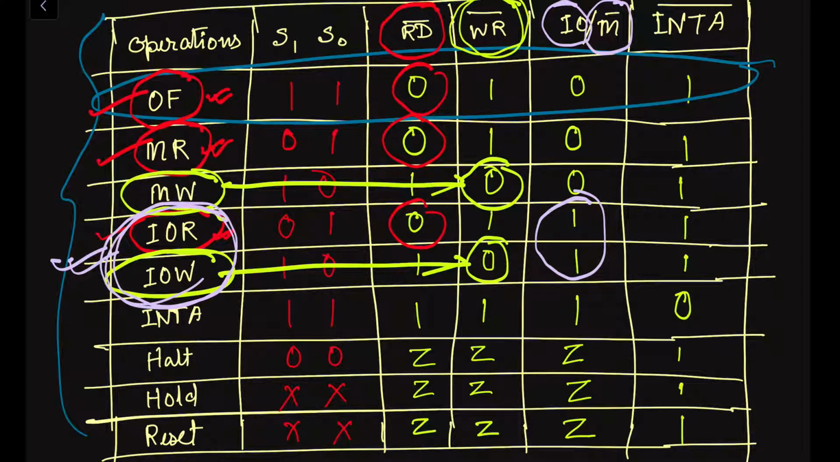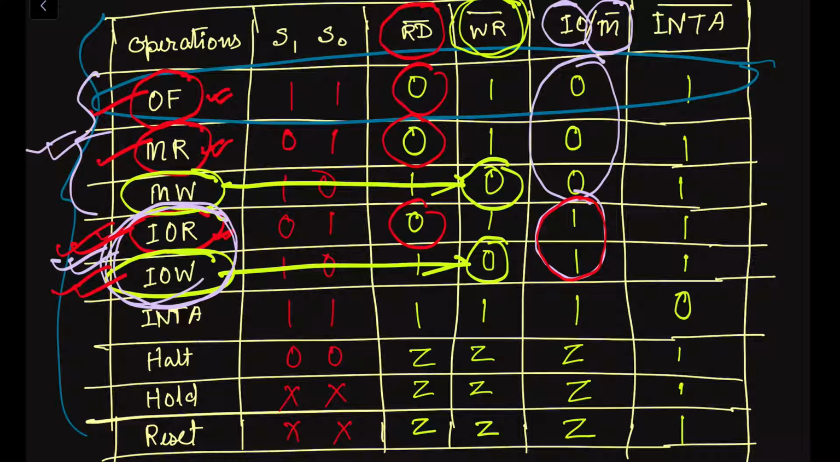And whenever we have a memory operation, the signal will be low. That means whenever the operation is related to memory, to write to the memory or read from the memory, it will be low. See here in the first three cases, opcode fetch is also a memory read operation. See here all the values are 0. So for input output read and input output write, these two operations, this value is high because this is related to the input output.